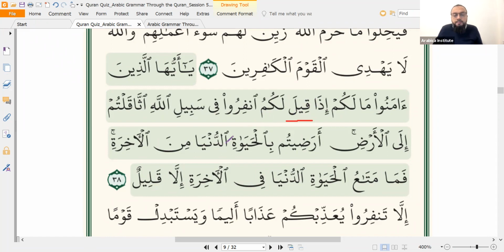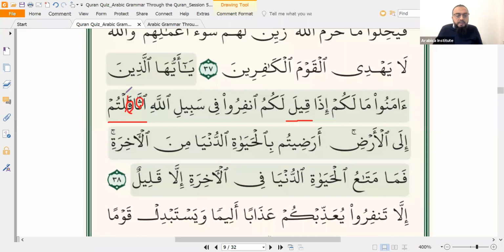Right. This is a really interesting verb. إِذَا قِيلَ لَكُمْ انْفِرُوا. This is obviously a command. Go forth. When it is said to you, go forth, فِي سَبِيلِ اللَّهِ, in the way of Allah, this is a command to fight. So when it's said to you, go and fight in the way of Allah, اثَّاقَلْتُمْ إِلَى الْأَرْضِ. What do you think is the root of this? Can you see the root letters? Anybody? Thaqala. Good.